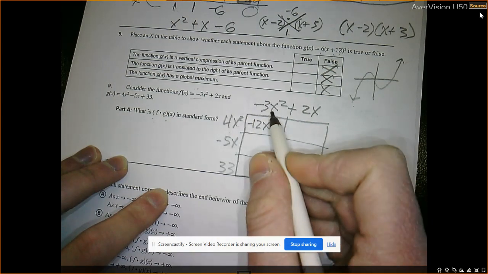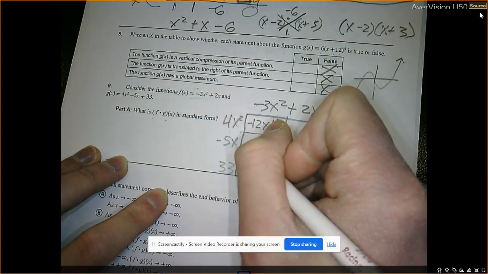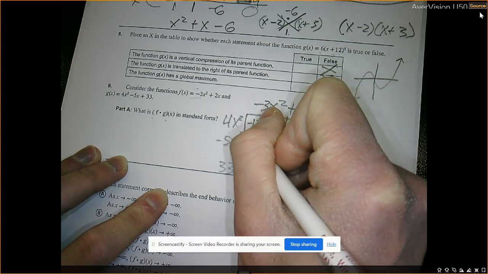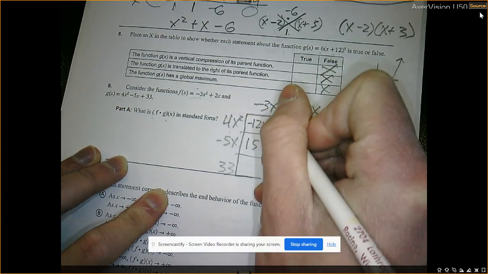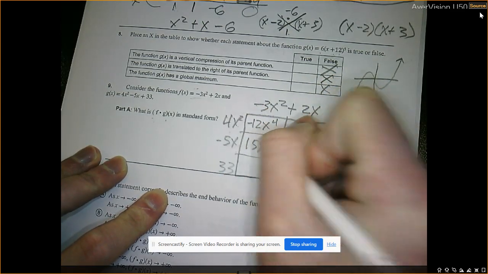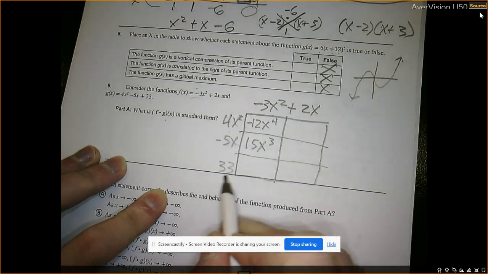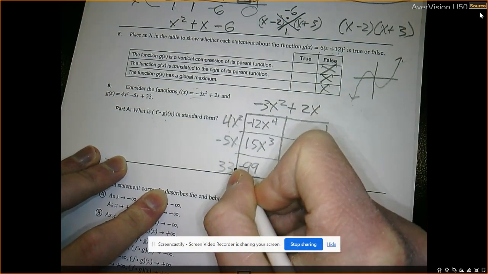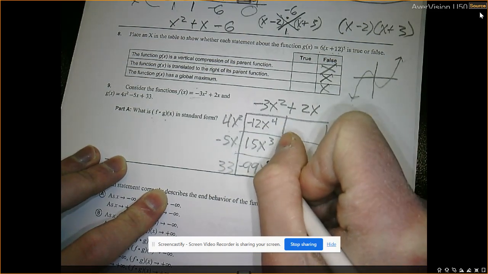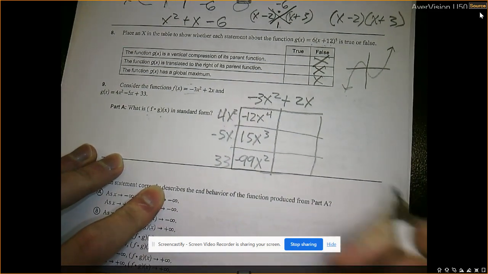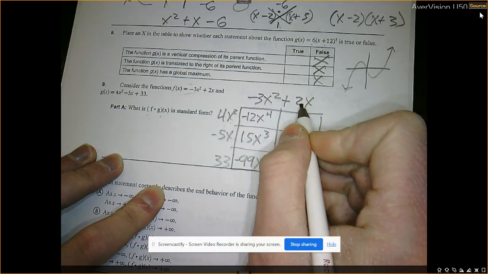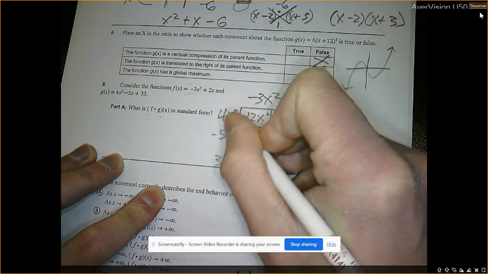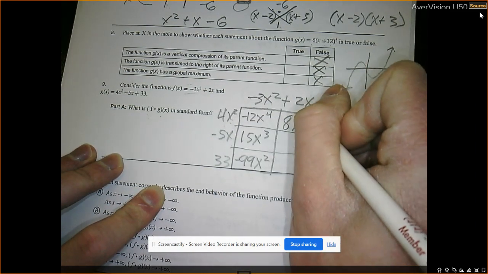Down here, we've got negative 5x times negative 3x squared. Okay, negative 5 times negative 3, that's a positive 15. X times x squared, x to the third. Okay, 33 times negative 3, negative 99. No x's here, but we have an x squared here, so just x squared. Keep going. We've got a 4x squared times 2x. Well, 4 times 2 is 8. X squared times x is x to the third.